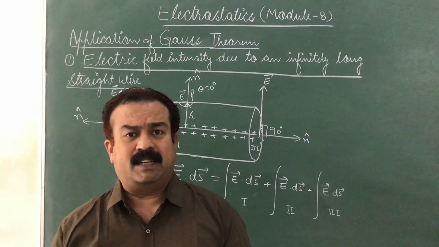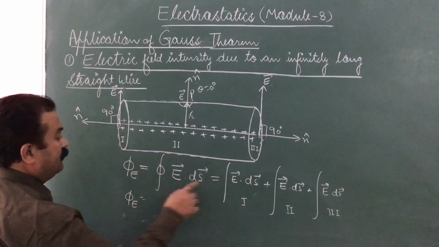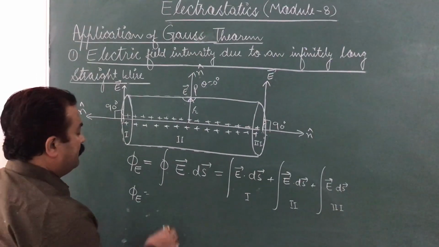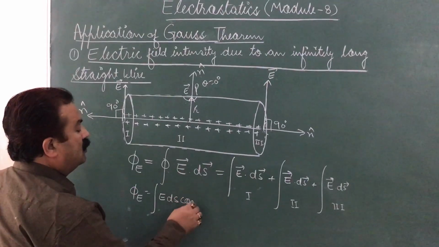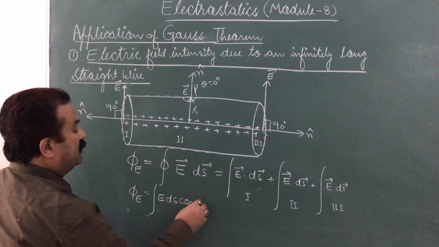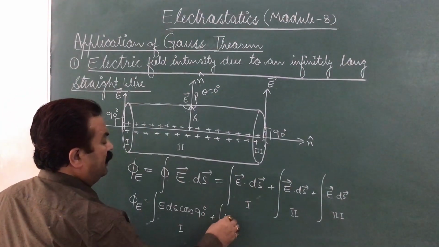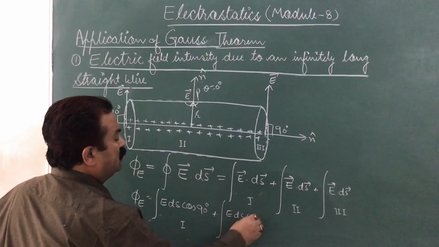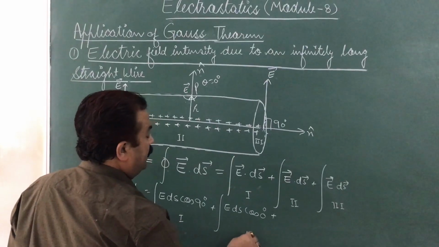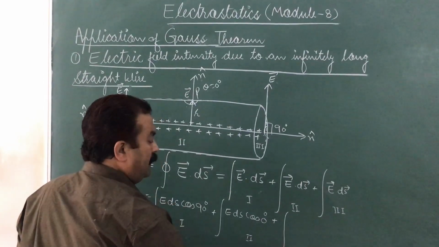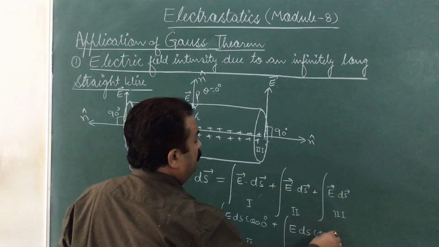Now we have to see the role of angle. If we want to find out electric flux, then we have to open the dot product, and then we can write E ds cos, for the first surface the angle is 90 degree. And then E ds cos, angle is how much? 0 degree, beta. So 0 degree. This is our second surface, and then E ds cos 90 degree.